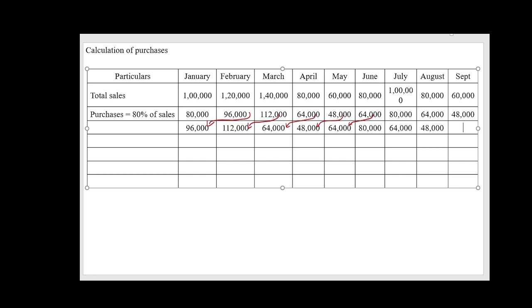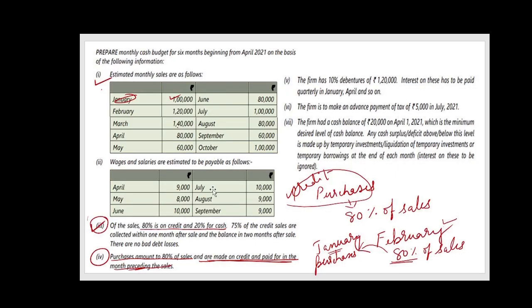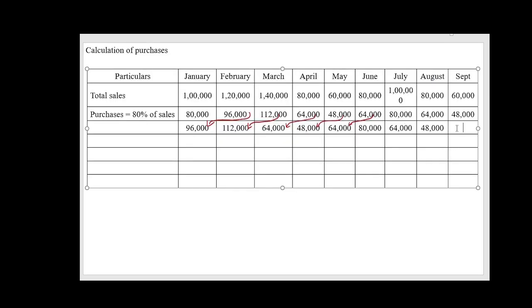It will be the sales of October. So look into the information whether sales of October is given. So sales of October is given over here. How much is the sales? 1 lakh. Okay, so don't take 1 lakh. We have to take 80% of 1 lakh. So that amounts to 80,000. Okay, so this is the calculation for purchases. This is the payment that we make for purchases.